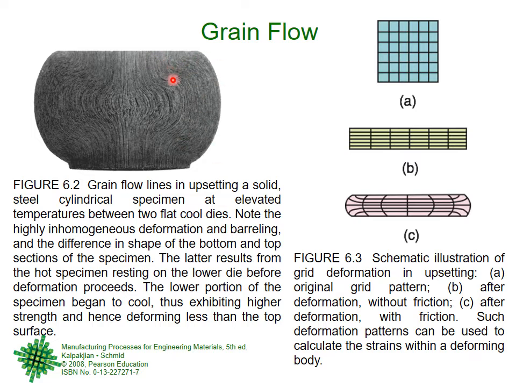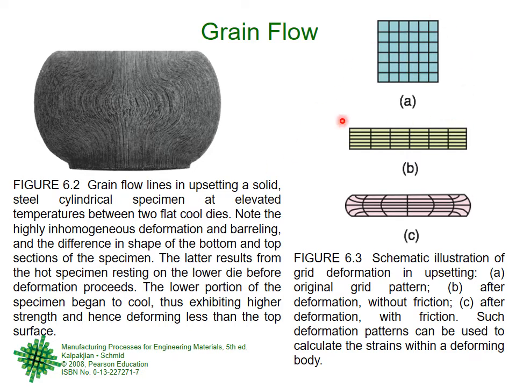Barreling you can see because here there is a sticking, upper there is a sticking. So when it is pushed outward, then it is pushed more in the middle, right? And the difference in shape of the bottom and top sections of the specimen. The latter results from the hottest specimen resting on the lower die before deformation proceeds, and so on.